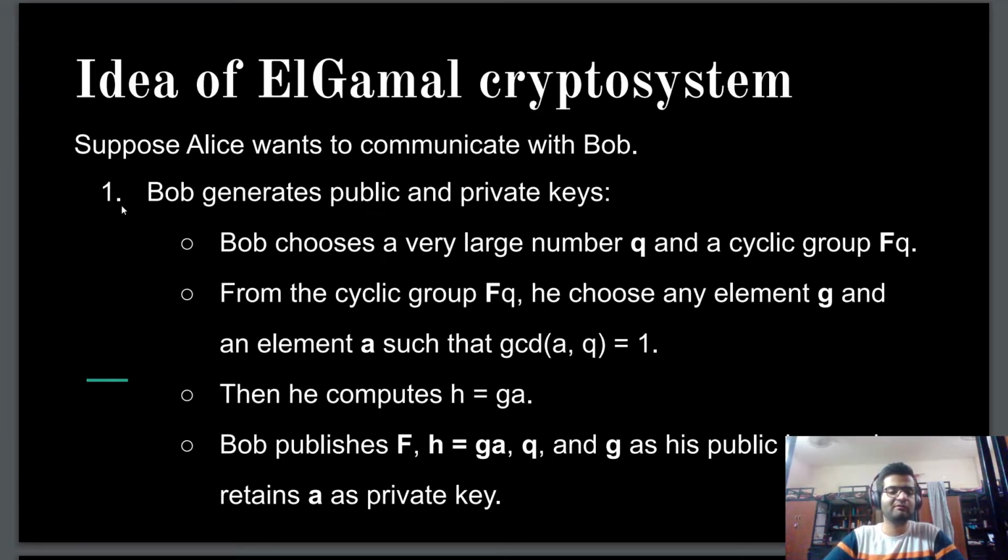After this first scenario, Bob has generated a set of values. This set involves F, h, q, and g, and all these four are public. Public means that anyone from anywhere can know that these are the elements which Bob generated, and they can use them. While a is kept as the private key. What is a private key? It is only with Bob, and only Bob has knowledge of this private key.